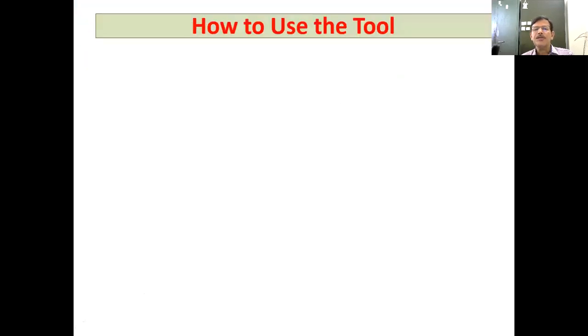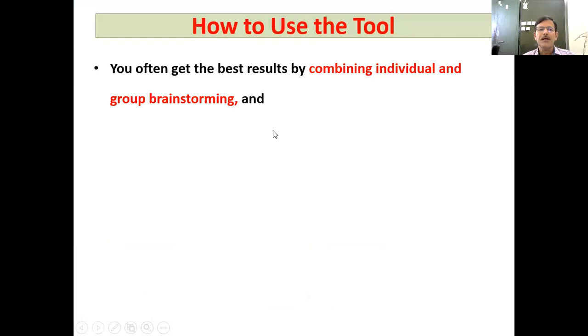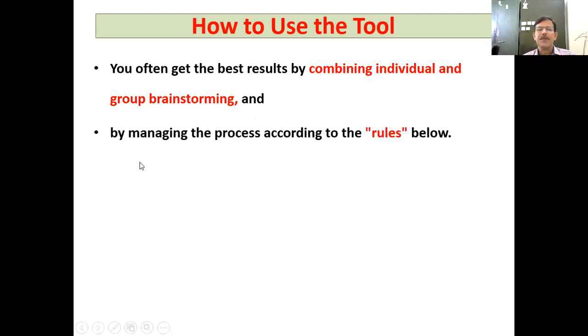So with this we move on to how to use the tool. There are certain important steps you have to remember. You often get the best result by combining individual and group storming sessions in brainstorming. There are two types, individual brainstorming and group storming, and you can combine them in this exercise. This is done by managing the process according to the rules given below.